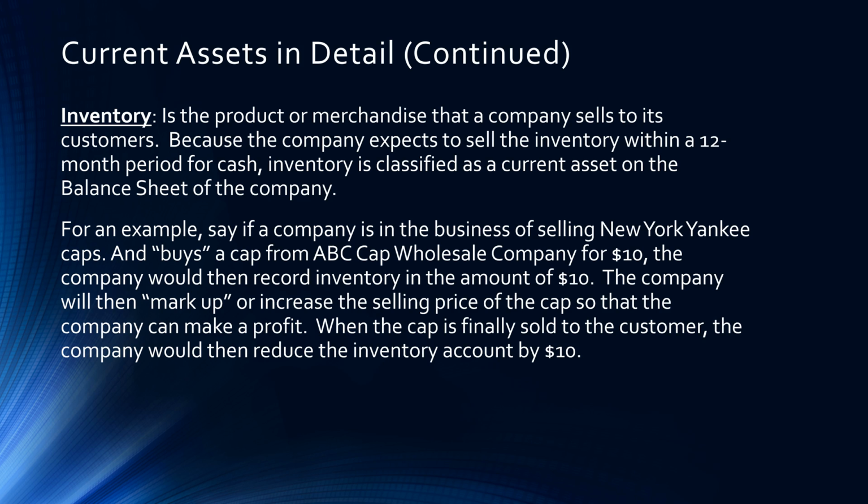For example, say a company is in the business of selling New York Yankee caps and buys a cap from ABC Wholesale Cap Company for $10. The company would then record inventory in the amount of $10. The company would then mark up or increase the selling price of the cap so that the company can make an actual profit. So when the cap is finally sold to the customer, the company would then reduce the inventory account by $10 through the expense account, which is cost of goods sold or cost of sales, which we will discuss when we go over the income statement and its related elements.